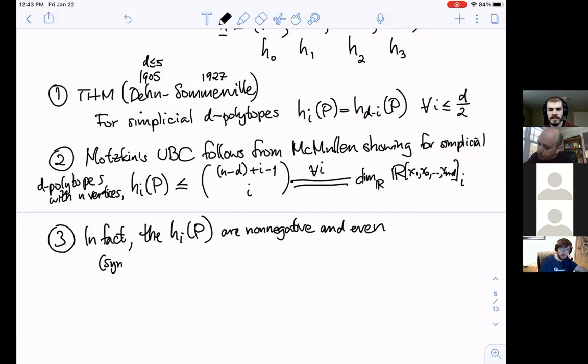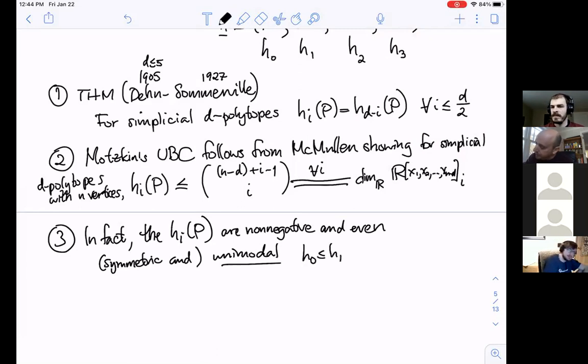So they're palindromic, they're symmetric, right? They read forwards and backwards. Let me write it like this: symmetric and unimodal, meaning they go up, h_0 is less than or equal to h_1. In the middle, at h_{d/2}, roughly, they reach a maximum and then they go back down to h_d. So they go up, but then they go down. And because they're symmetric, that peak must be in the middle. That's what I mean by symmetric and unimodal.